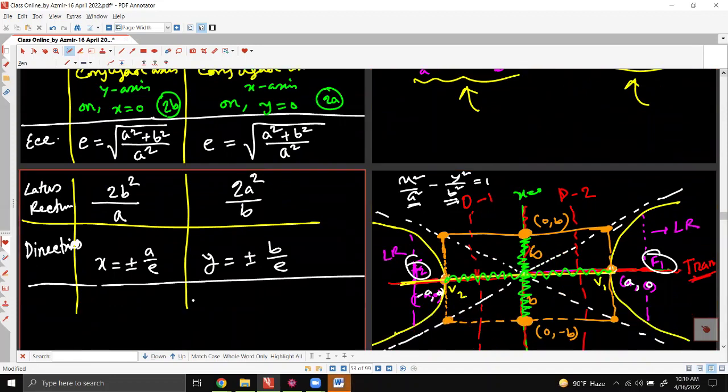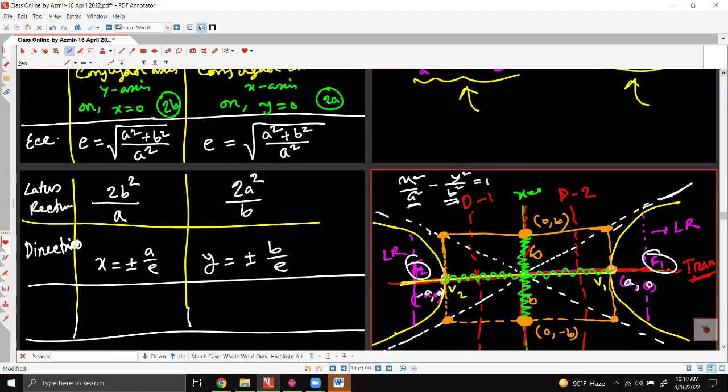So besides all this information, we need another piece of information, that is, what will be the equation of the asymptotes. It will be y equals plus minus b divided by a x. That means this will be y equals plus b over a x, and this will be y equals minus b over a x. So y equals plus minus b over a x.